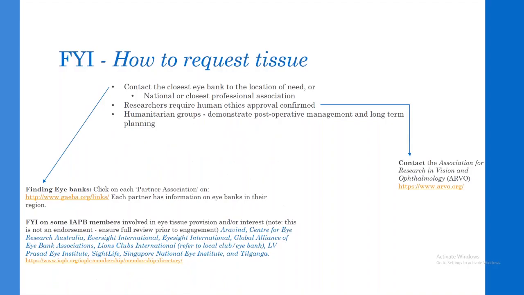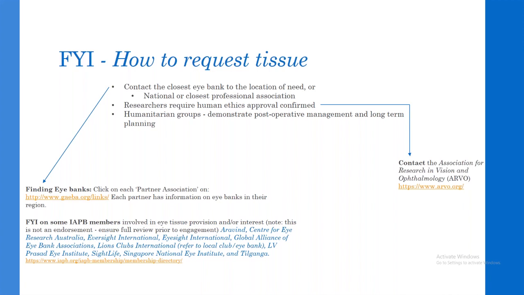Now, how do you request tissue? We don't just give tissue to anyone. It must be requested by a surgeon involved in corneal surgery, or glaucoma if it's a sclera, or the hospital on their behalf. Or of course, if you're a researcher, you must demonstrate that you have research ethics approval from a formal institution. If you want tissue, you need to start by asking your local eye bank. If you don't have a local eye bank, you can ask your national eye bank. And if you don't have a national eye bank, then you can ask the association.